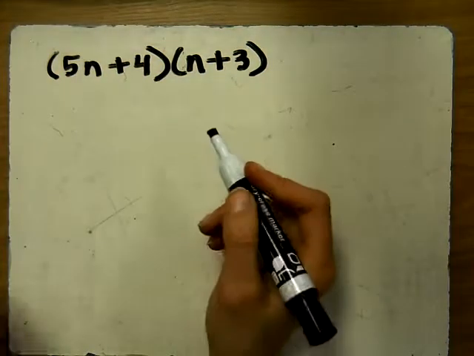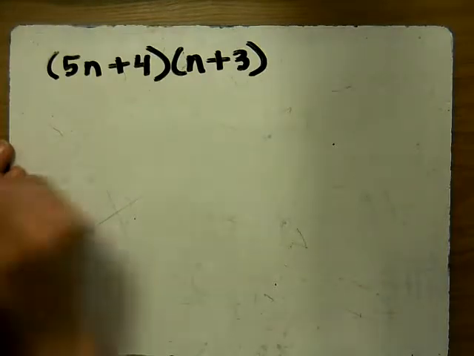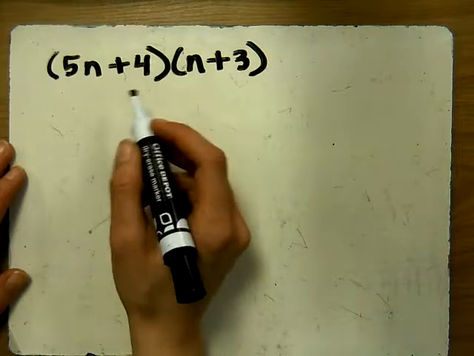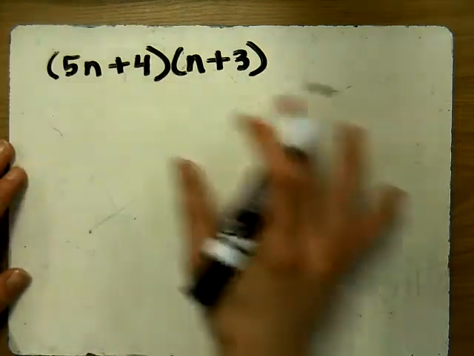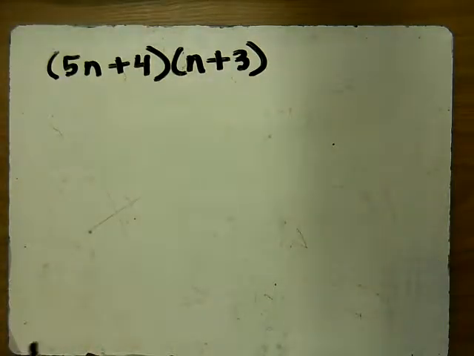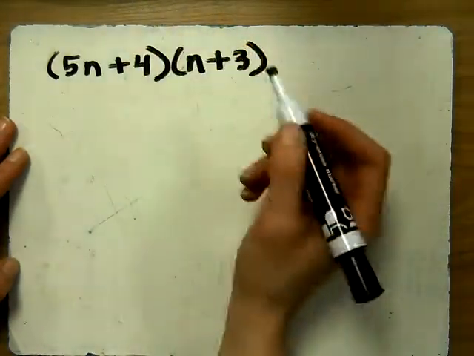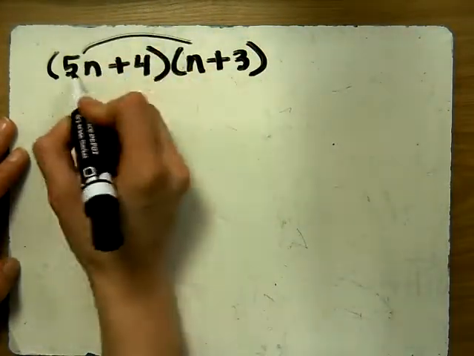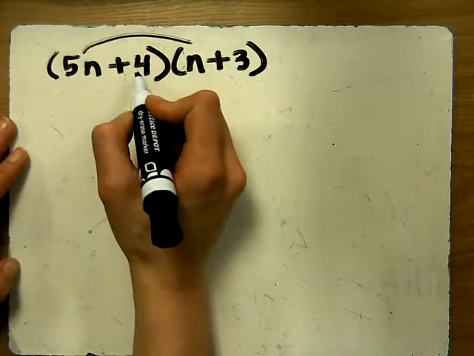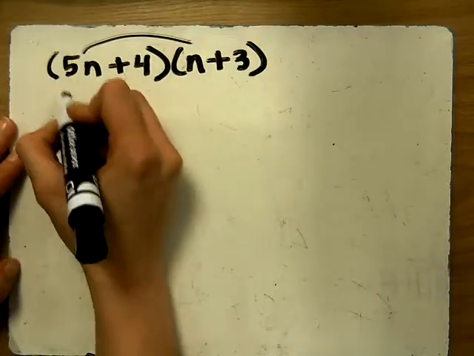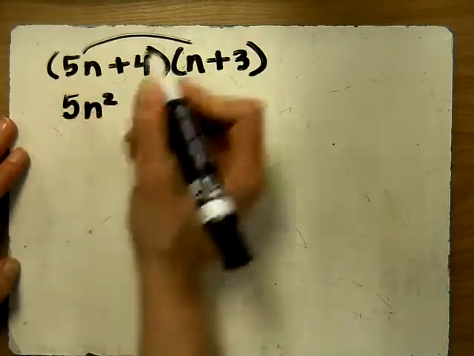If I wanted to multiply these two binomials, we can either draw a box or use the arrow model, or we can use the distributive property, which a lot of people call FOIL. With this first method, I'm going to show you how to do this using the distributive property. Distributive property meaning I have to multiply this term times everything in this binomial, and this term times everything in that binomial. So 5n times n is 5n squared.